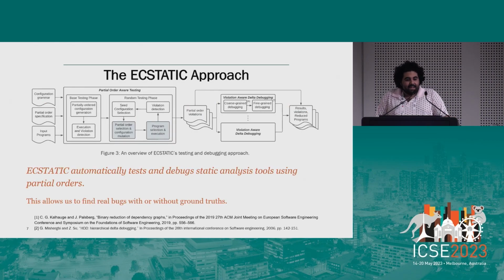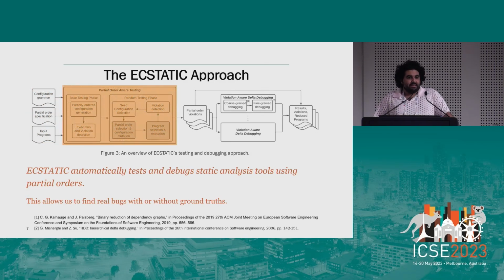We've taken this insight and developed a tool called ECSTATIC that leverages these relations to automatically test and debug configurable static analysis tools, with or without ground truths. The inputs to ECSTATIC are a partial order specification for an analysis tool, a set of input programs, and a configuration grammar. For time, I'm not going to discuss the role of the grammar, but I'd be happy to discuss that offline.